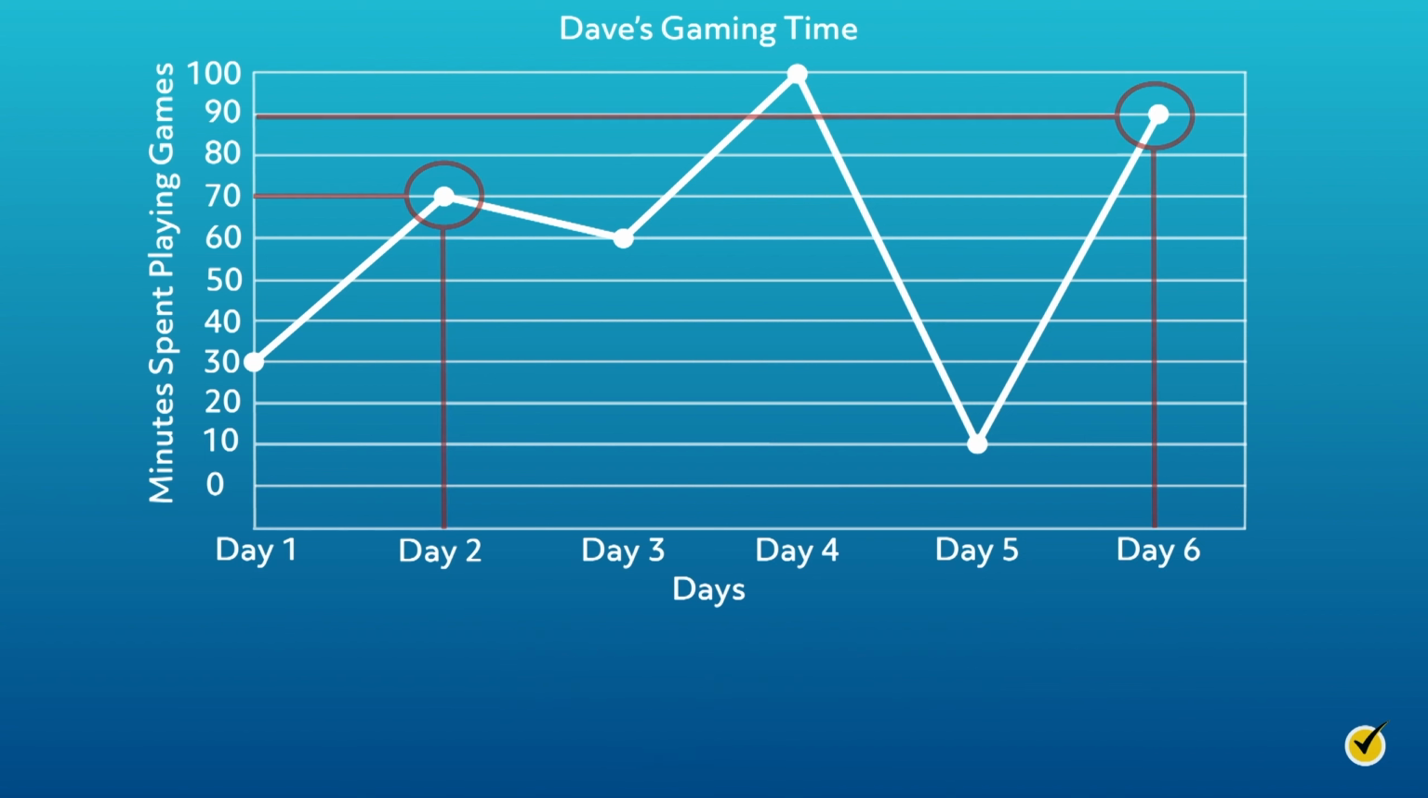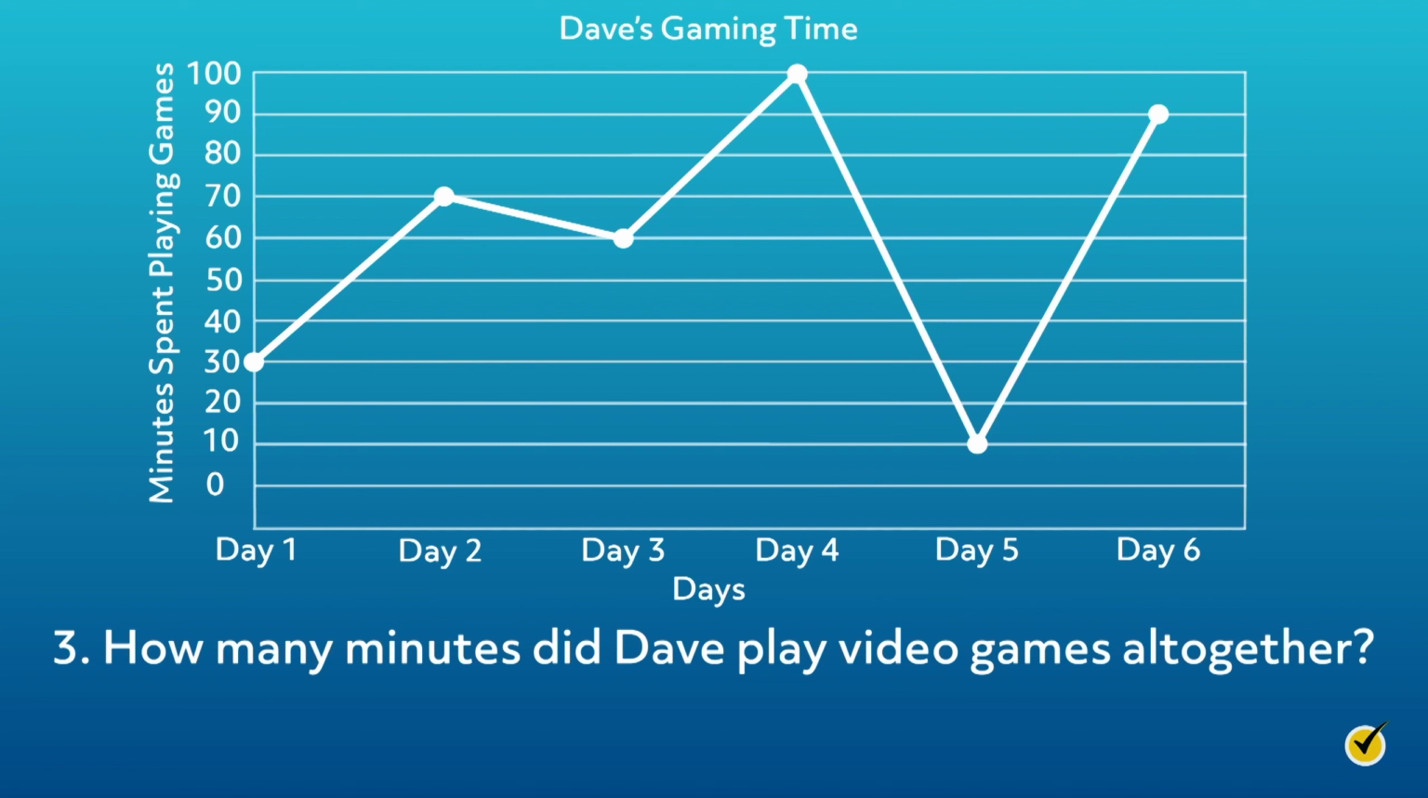How many minutes did Dave play video games altogether? To find the total amount of time Dave played video games, add the amount of minutes played each day. 30 plus 70 plus 60 plus 100 plus 10 plus 90 equals 360. Therefore, Dave spent 360 minutes playing games from day 1 through day 6.